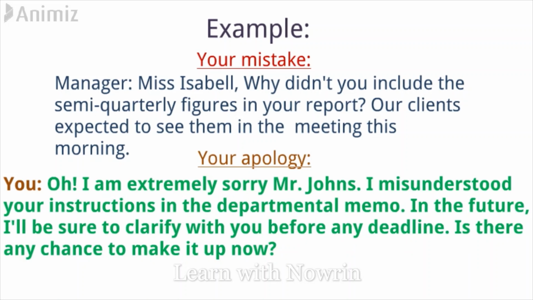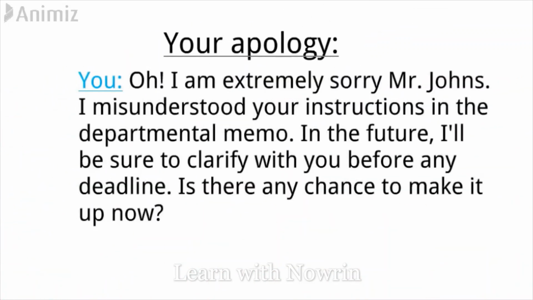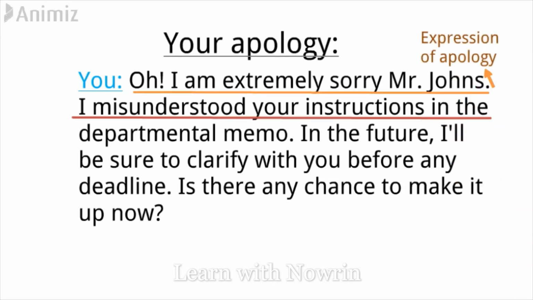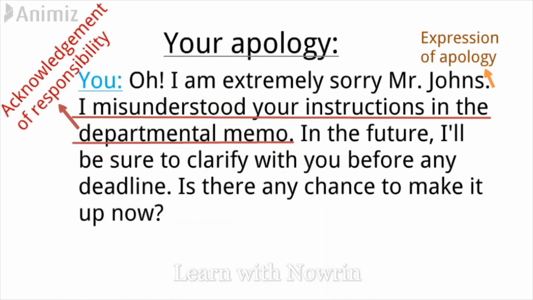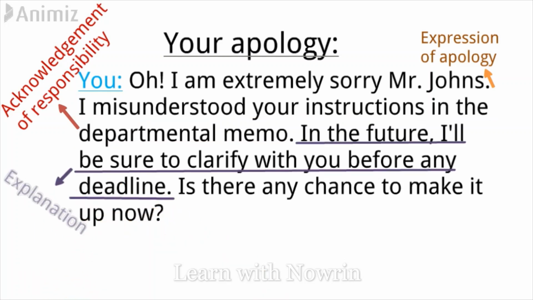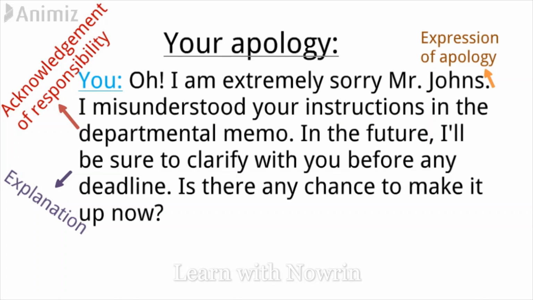So see the example carefully. In the apology, first you have used the sentence which is expressing your apology, right? And then in the second sentence, you acknowledge that you were responsible for the mistake you have made. And then in the third sentence, you have given an explanation for that, and you are promising that you will not repeat the same mistake again.